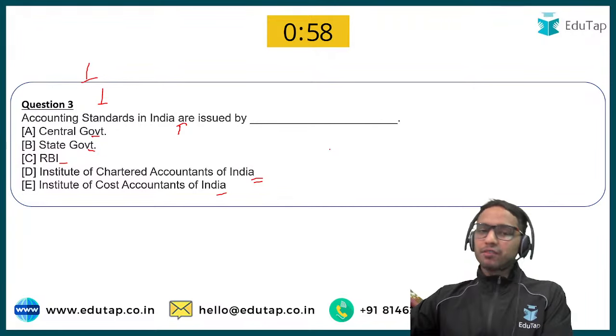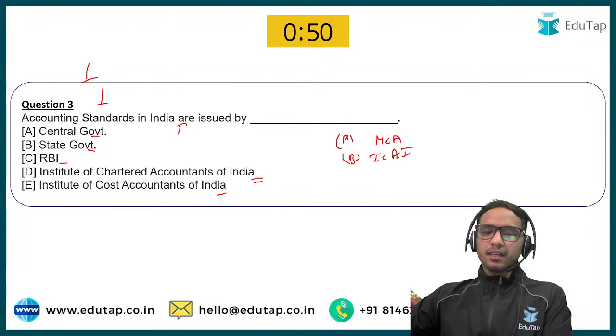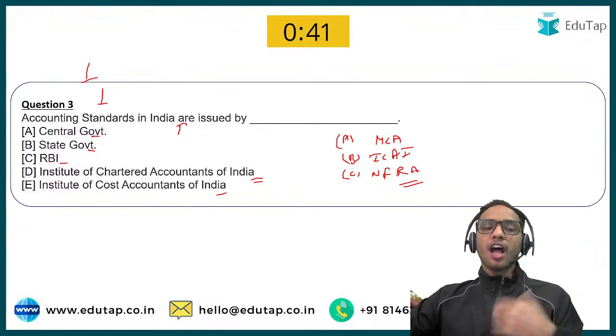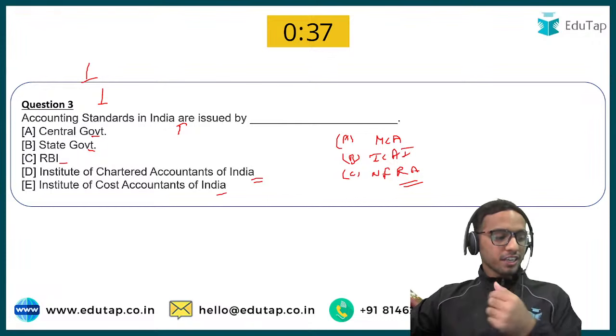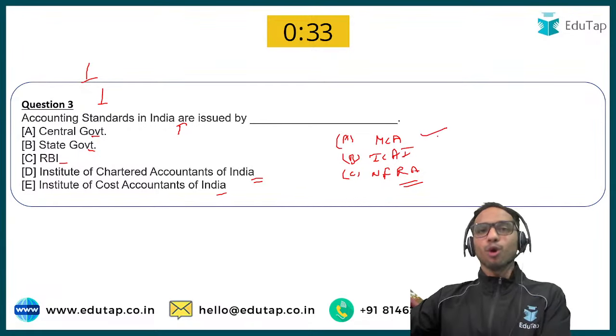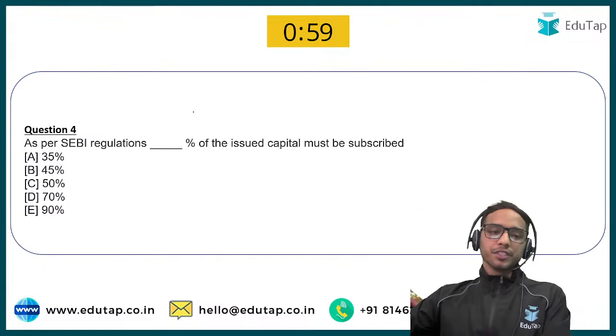Okay, chalo, let me give you the options as well. First option A will be MCA, B will be ICAI, C will be NFRA. Tell me, only three options you have. Tell me if the question would have been like this, Indian accounting standards are notified by which entity? Okay, so I have started to get the answers. Yes, so it is notified by the Ministry of Corporate Affairs. Very, very good. Chalo, now let's move to the fourth question.